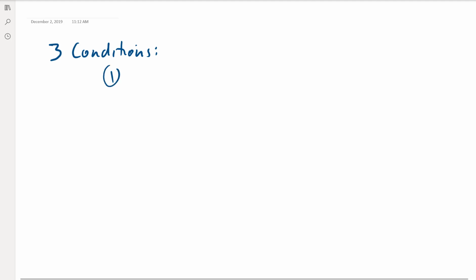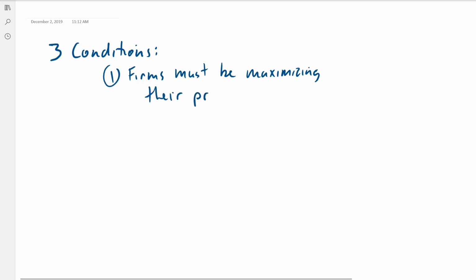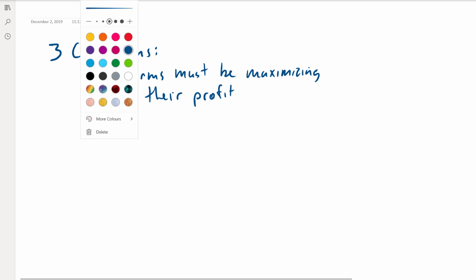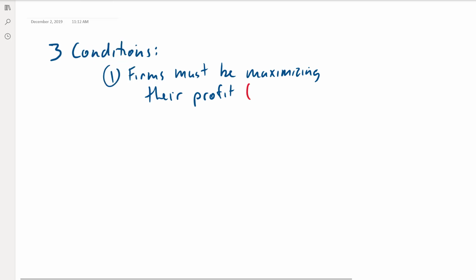All right, so condition one is that firms must be maximizing their profit. This is essentially just saying that they must be producing where marginal revenue equals marginal cost.